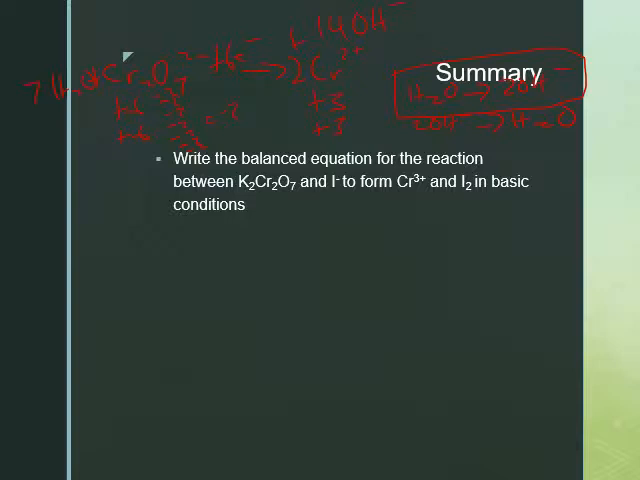For the second one, I've got I minus to I2. Balance the I. Balance electron. So now I have 2 electrons, 6 electrons. I need to times this by 3 and add together.